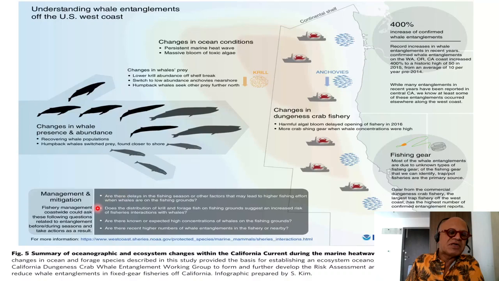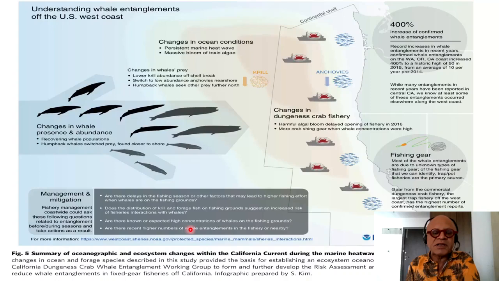So management and mitigation. Fishery management coastwide could ask these following questions related to entanglement before and during seasons and take actions as a result. Are there delays in the fishing seasons or other factors that may lead to higher fishing effort when whales are on the fishing grounds? Does the distribution of krill and forage fish on fishing grounds suggest an increased risk of fisheries interactions with the whales?